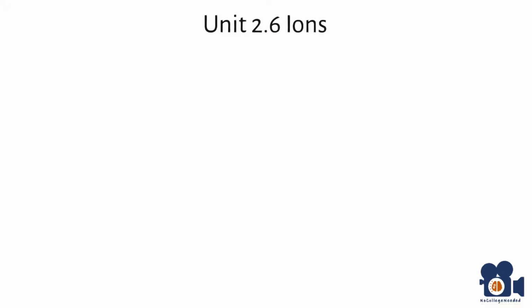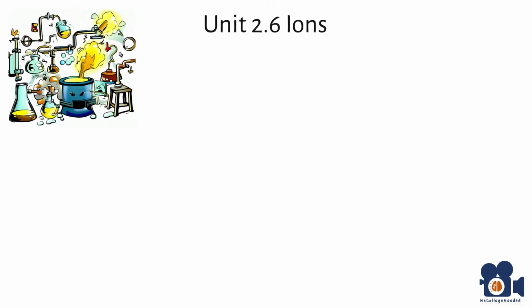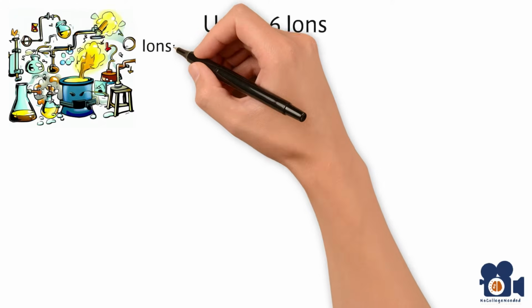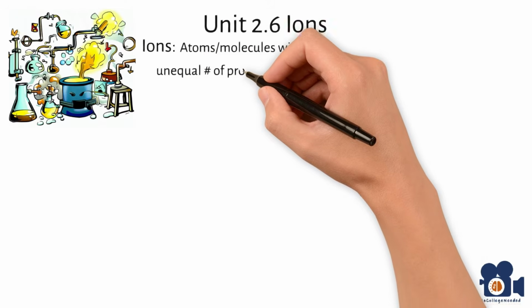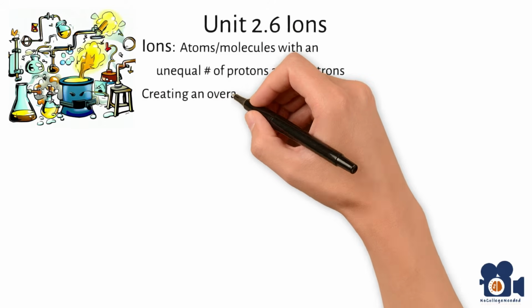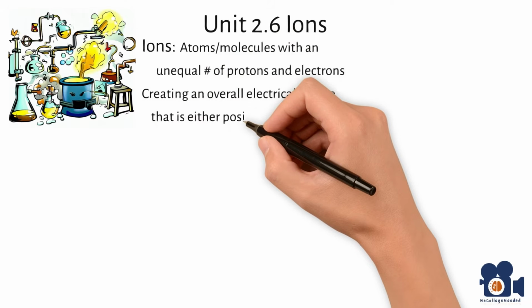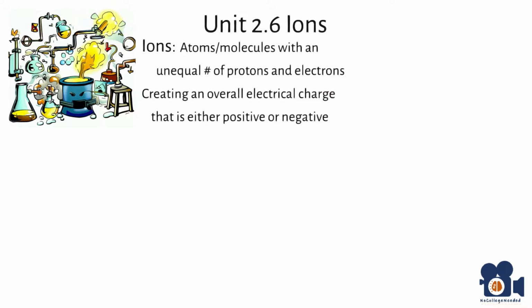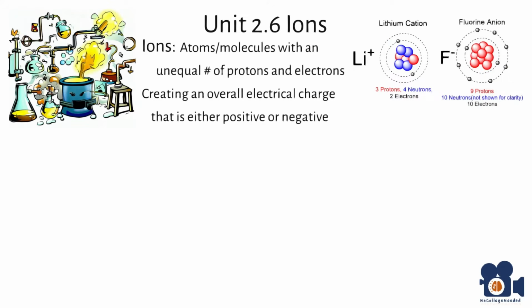This brings us into the introduction of ions in Unit 2.6, which play a critical role in many chemical reactions and biological processes. Ions are atoms or molecules with an unequal number of protons and electrons, thereby creating an overall electrical charge that is either positive or negative. It is important to remember that chemical reactions generally do not change the nucleus of an atom where the protons and neutrons are. However, atoms can gain or lose electrons quite easily, forming these ions. Positively charged ions are called cations, while negatively charged ions are called anions.